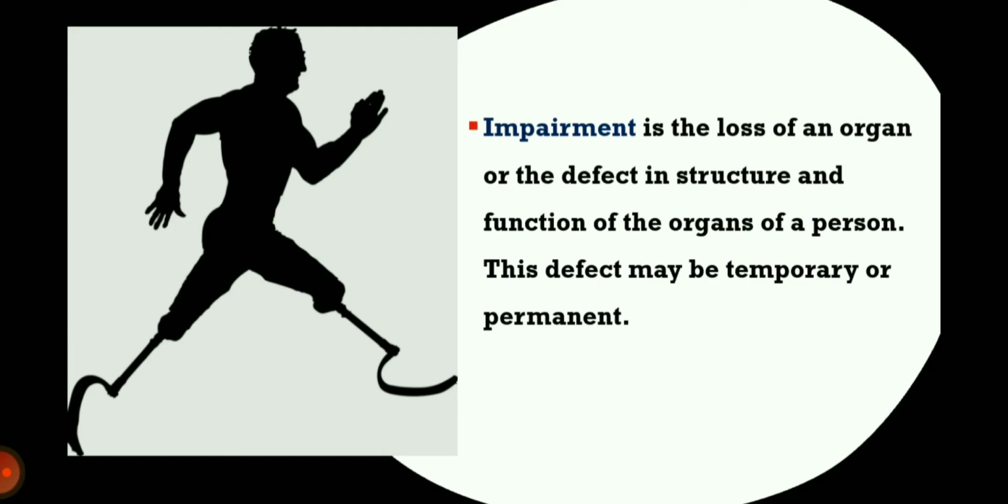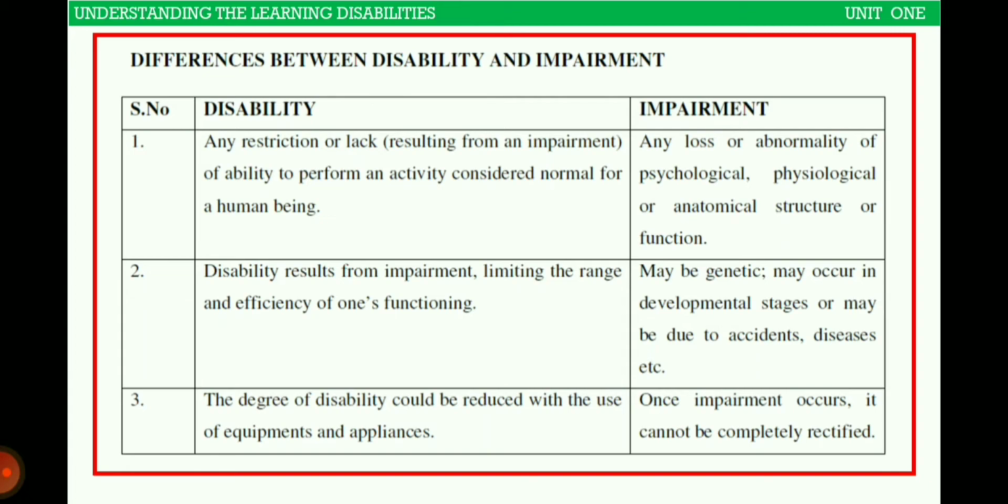And what is impairment? We discussed disability, and now what is impairment? Impairment is the loss of an organ. See, there it was a restriction of doing some activities, that was disability. But here, impairment is the loss of an organ or the defect in the structure and function of the organ of a person. This defect may be temporary or permanent. You can see the difference between disability and impairment, so you will get a great idea about the difference between these two.